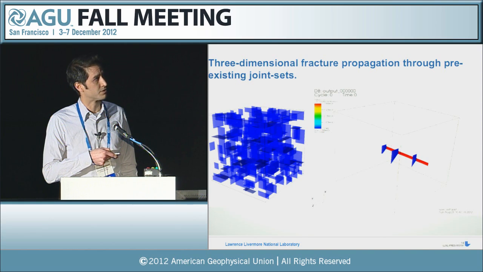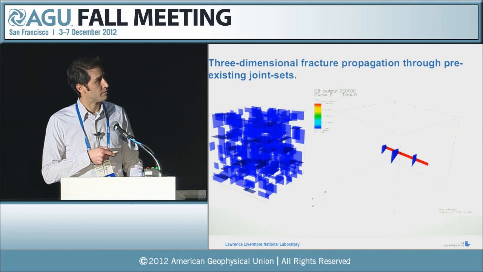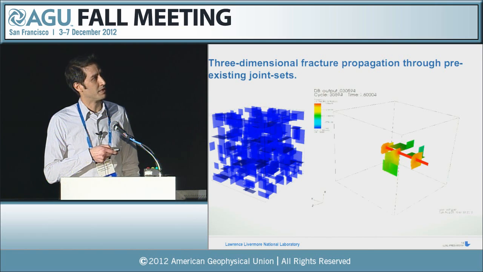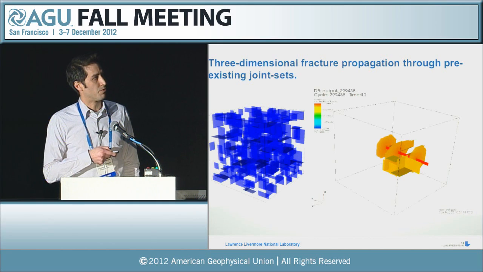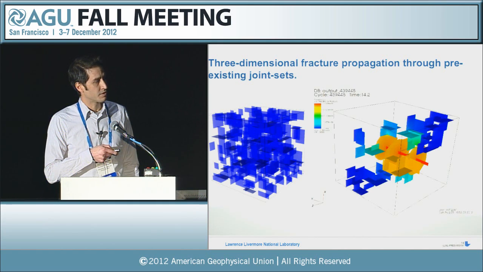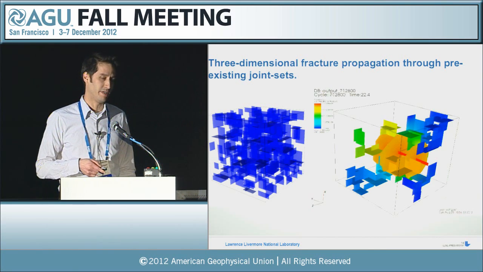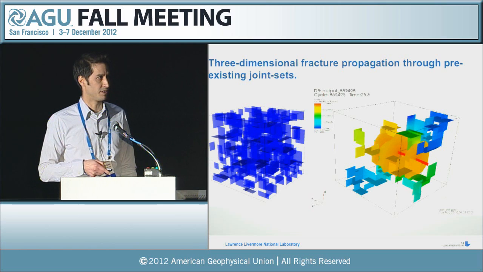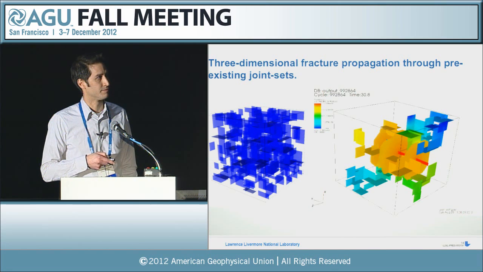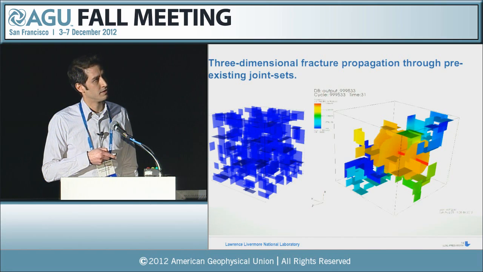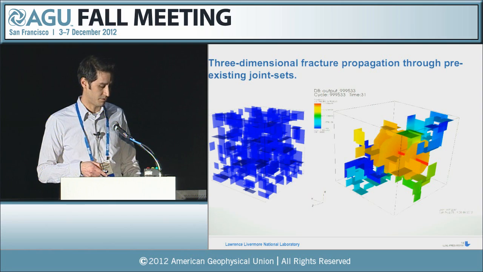pre-fracture joint sets. You basically just apply pressure in the borehole, and it will connect up to any pre-fracture joint sets. Now in EGS, you may not have a bunch of pre-fracture joint sets, but you can see that the fractures grow and connect any pre-fracture joint sets as you go.